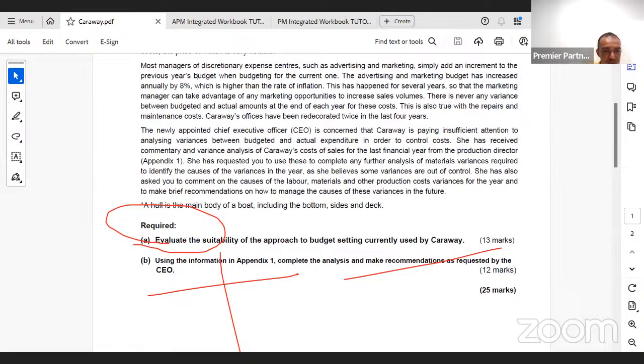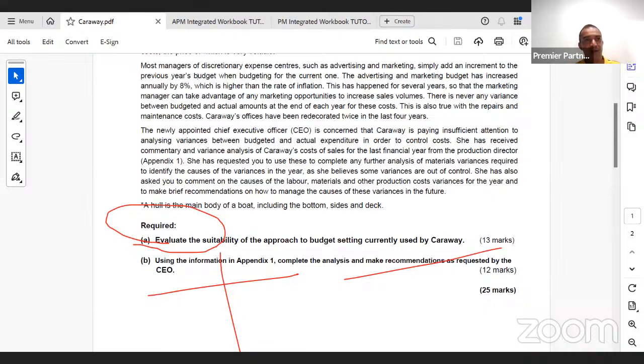Now, let me show you something. Very interesting. Positive, negative, advantage, disadvantage, pros and cons. All that is evaluate. And normally, the word evaluate is when you have to make a decision.